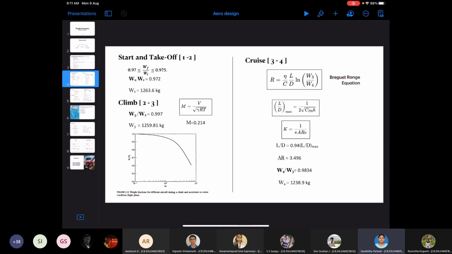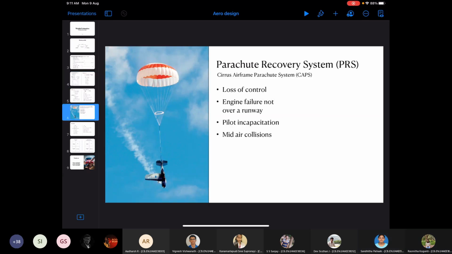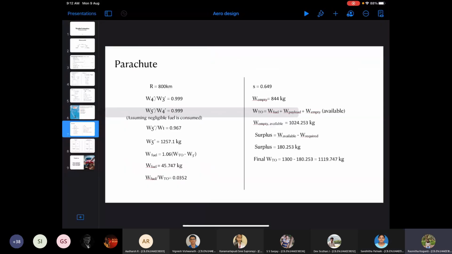He asks, do you consider parachute weight as payload weight or empty weight? Actually, we did not consider the parachute. I think we included it in the empty weight because we didn't take a separate weight for it. For payload we only took the crew and the baggage weight, so we are including it in the empty weight only.